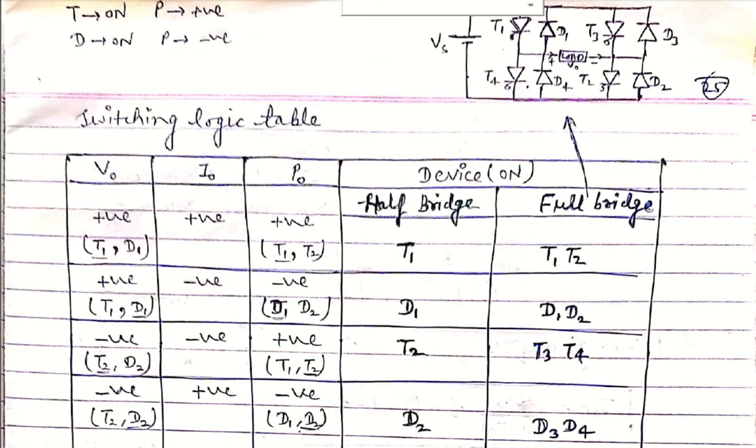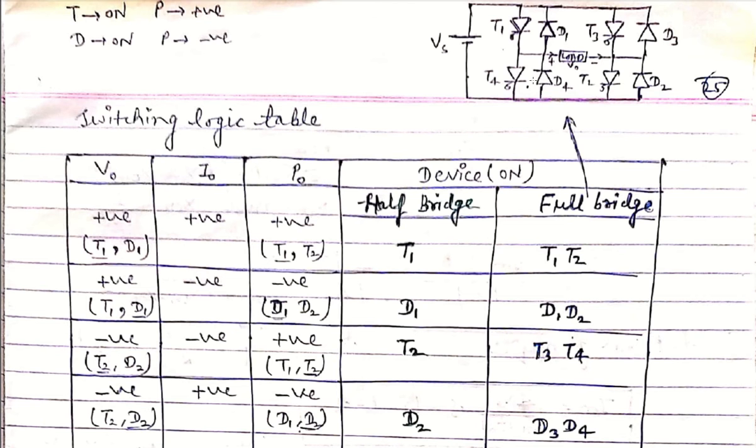Good afternoon, class. In today's lecture, we will see the inverter topology with RLC load. This is the topology of the full bridge inverter structure, in which 4 thyristors as well as 4 diodes are required to form the bridge structure. This is the switching logic table, which was already discussed in previous lectures. This is the combined logic table for half bridge as well as full bridge configurations.